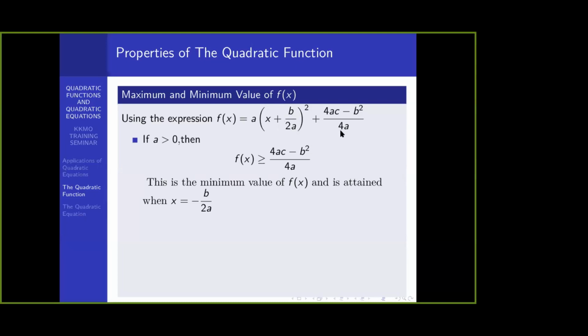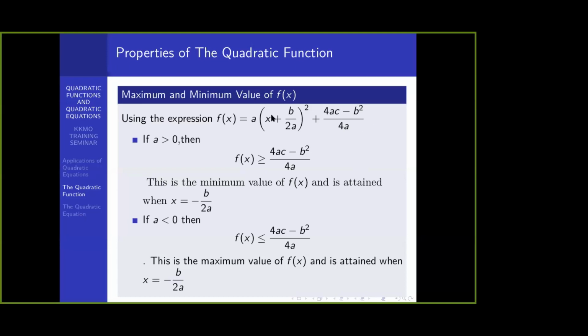And at that point, we get the smallest possible value for the function f, and that will be the remaining term, which is this constant here, 4ac minus b squared over 4a. So this becomes the minimum value of the function, and the minimum value will be attained when x is minus b over 2a, and that is when this part of the function is equal to 0. But on the other hand, if a is less than 0, then the largest this part can be is when this term is 0, and that is also when x is minus b over 2a.